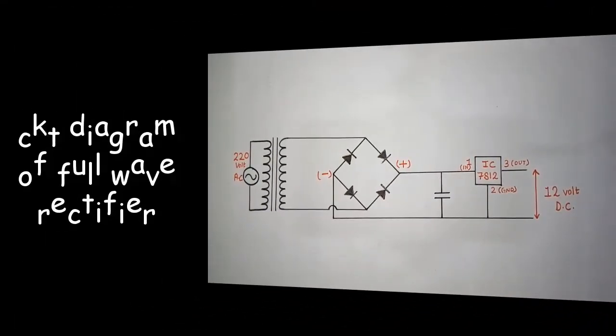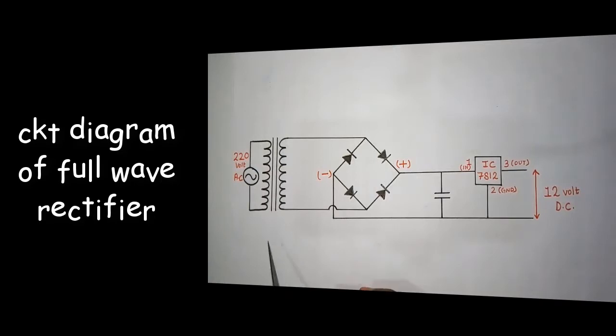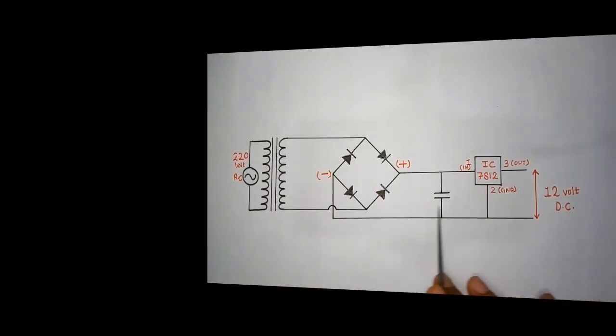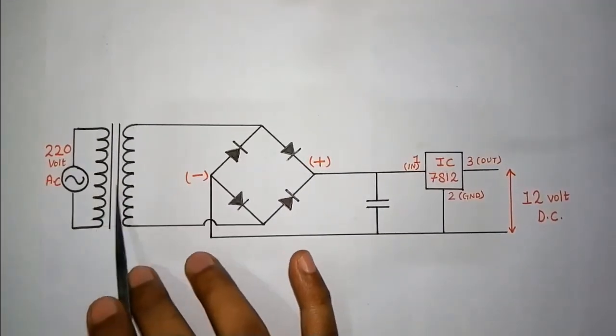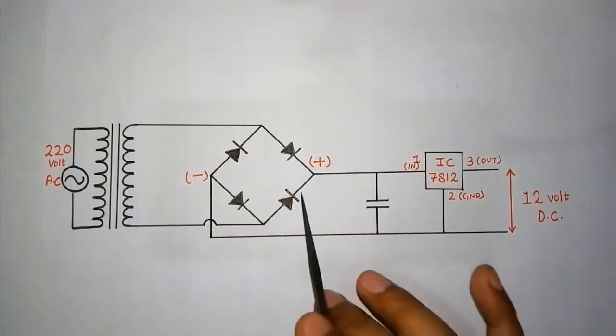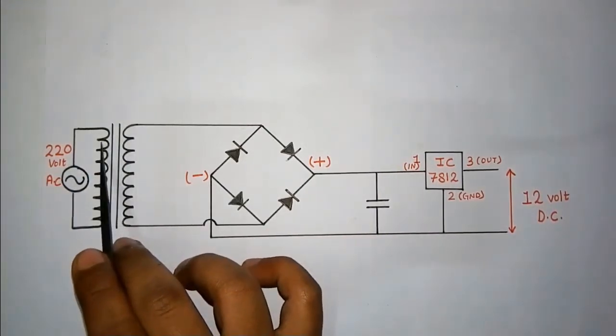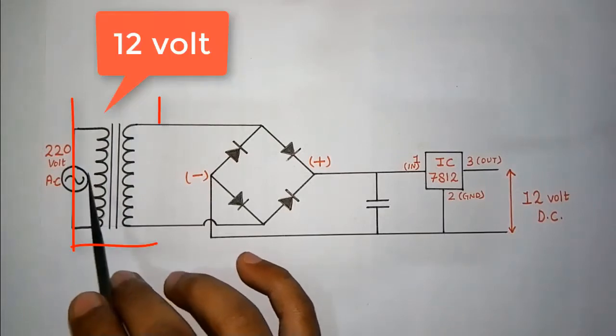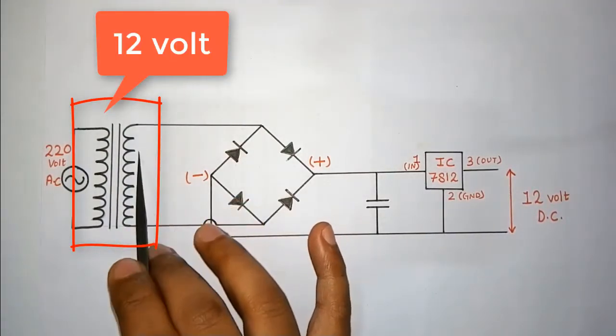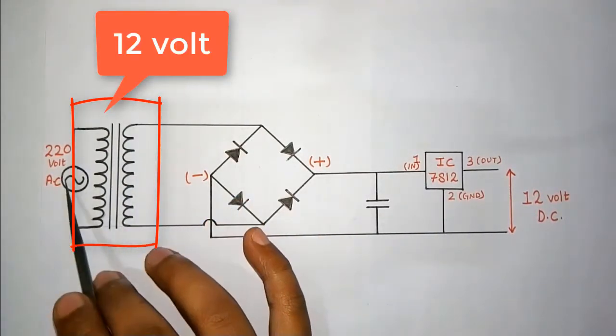Hello guys, now I'm going to explain to you the circuit diagram of the power supply. There are several components which we are going to use and I'm going to explain each component one by one. This is a transformer, a 12 volt transformer which is going to step down my voltage to 12 volt.